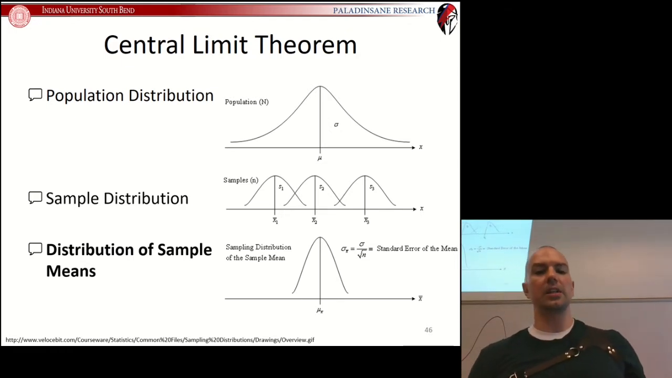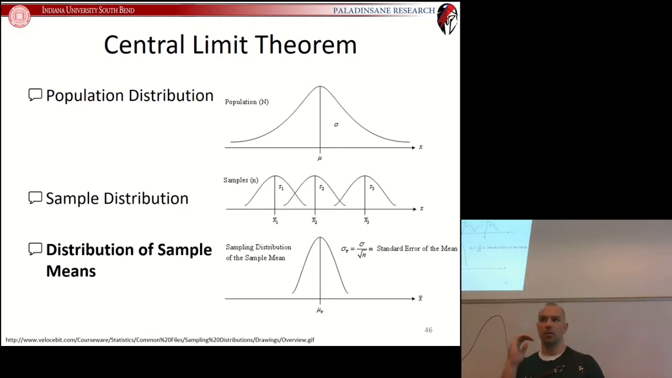So the first thing to do is to make sure that you're very clear when you're talking about population distribution, distribution of sample means, sample distribution. Be very clear about which one of those three distributions you're talking about or you're reading about. Try to keep them as separate in your mind as possible.